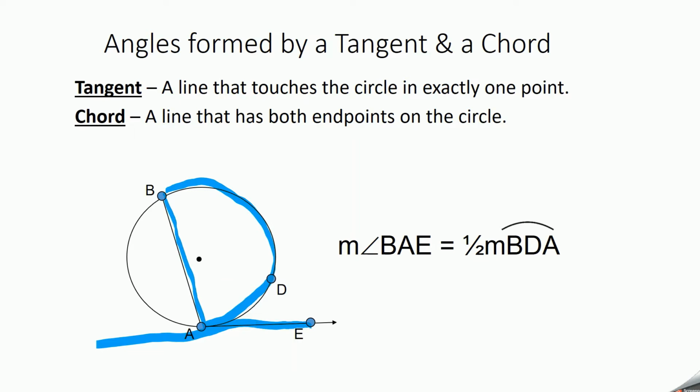So the formula in this picture would be that the measure of angle BAE equals half the arc BDA. If you wanted a numerical problem, if arc BDA was 220 degrees, the angle BAE would be 110 degrees because the arc is always twice the size of an inscribed angle.